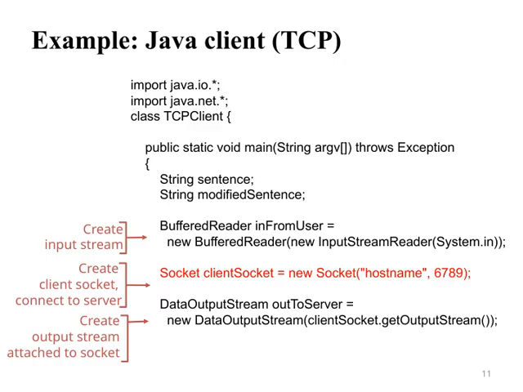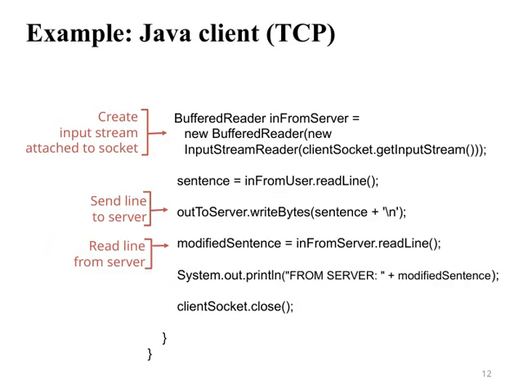The overall flow shows how we create the input stream, connect the client socket to the server, and then create the output stream attached to that socket. This example illustrates the fundamental steps of setting up a TCP client in Java: establishing a connection, creating input-output streams, and preparing for data exchange. These concepts are key to understanding how client-server communication works in network programming.